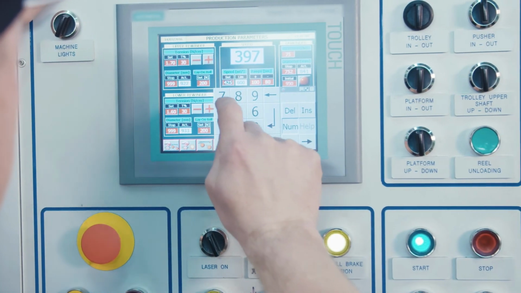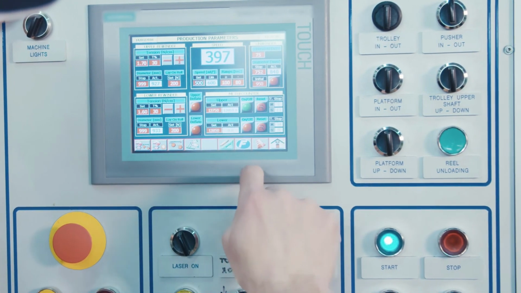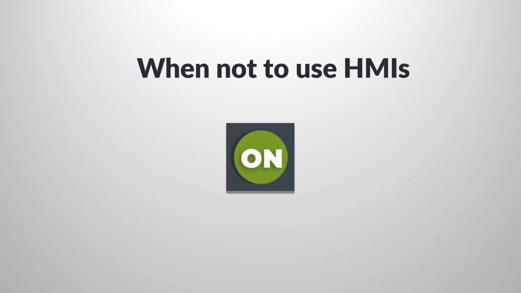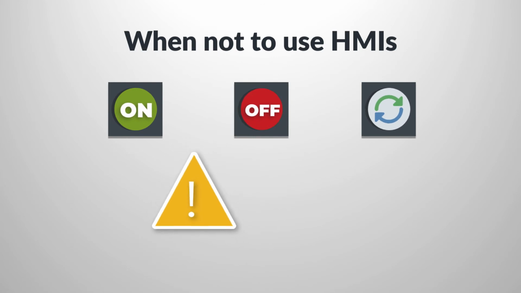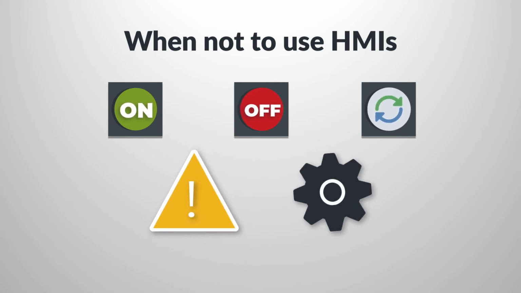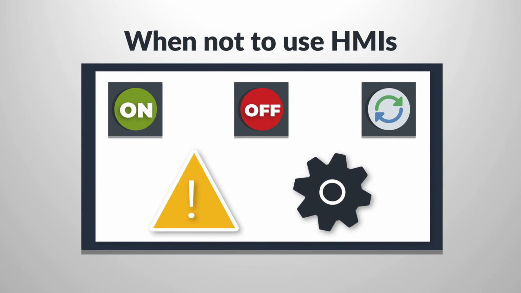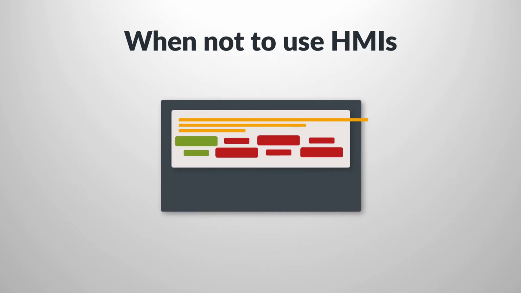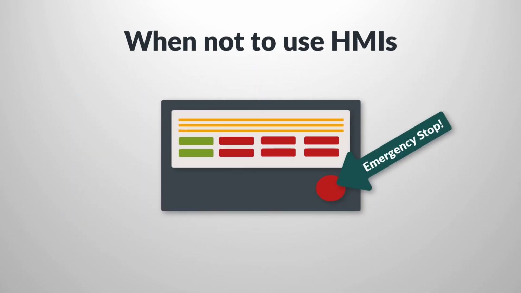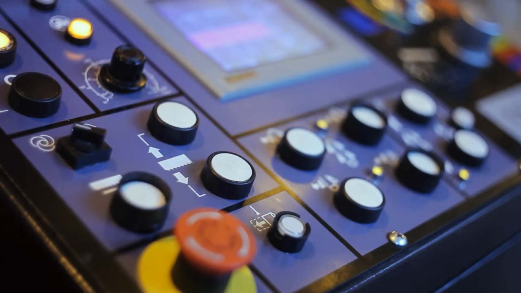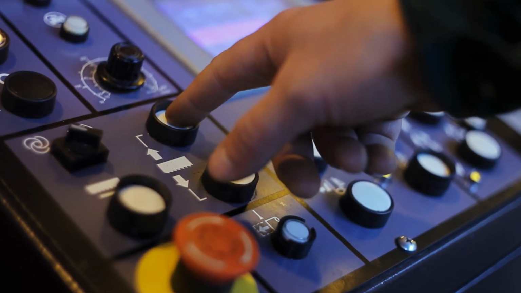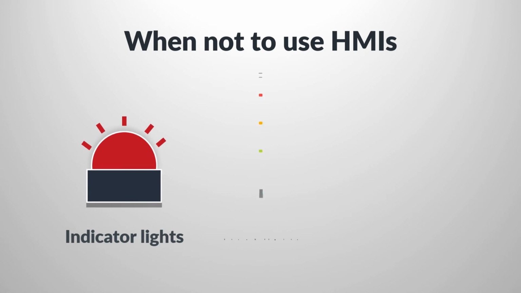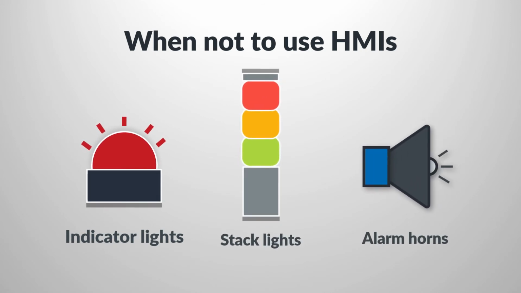Some will argue, with the advances in HMIs and computer graphics, that machine power on, power off, reset functions, and all fault indication, machine status, and operation can be provided on screen. While the HMI can do it all, except the emergency stop, it's not always the quickest or most robust method of operation during production. Sometimes the use of push buttons that are poked often, and indicator lights, stack lights, and alarm horns are better options.